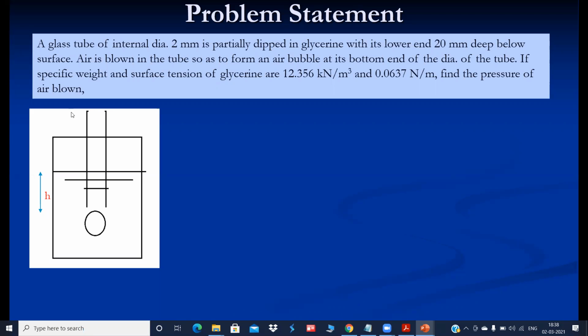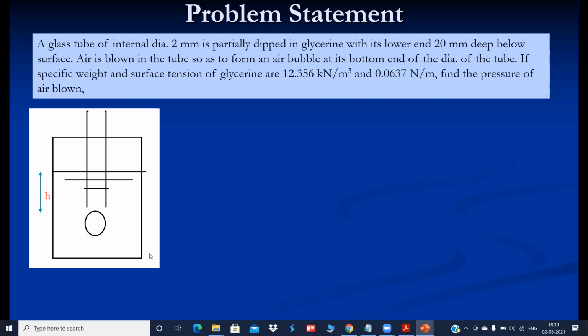Air is blown into the glass tube so as to form an air bubble at its bottom end of the diameter of the tube. So the diameter of the air bubble is equal to the diameter of the tube. The bubble is formed inside the liquid body, that is in the glycerin. The specific weight and surface tension of glycerin are given, that is 12.356 kilonewton per meter cube, and the surface tension is 0.0637 newton per meter. Find the pressure of the air blown. So this is the problem statement.